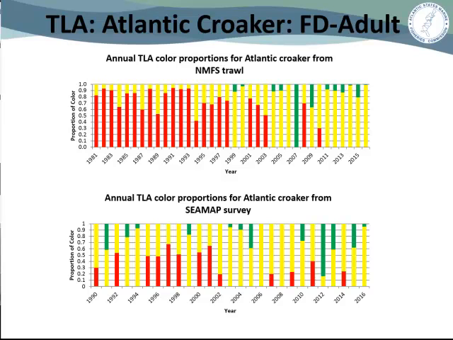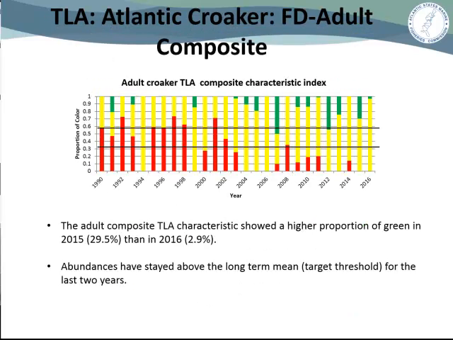For SEAMAP, you have to go all the way back to the mid to late 90s before you get those low levels. The composite index showed higher proportions of green in 2015 than 2016, mainly because of the increases in both NIMS as well as SEAMAP index. However, they did stay above the long-term mean of that target threshold for the last couple of years.